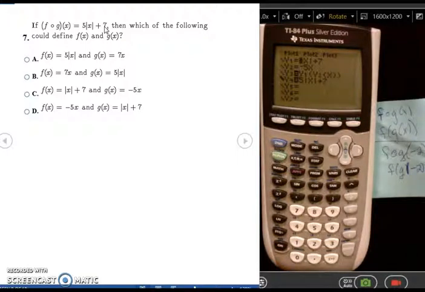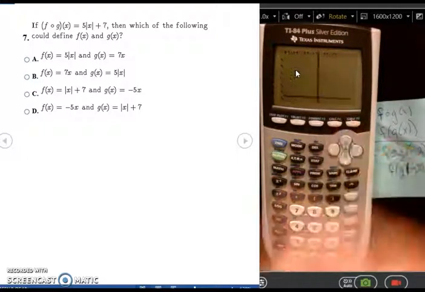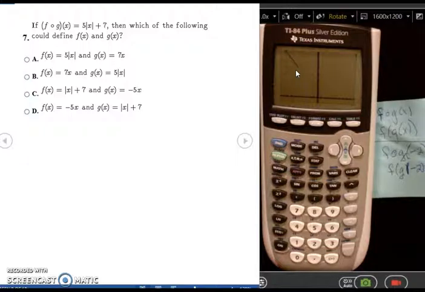So I know that that's not going to be my answer. Now for the sake of time, I'm going to try choice C. I've already typed f of x into y1 and unhighlighted the equal sign, and typed g of x into y2 and unhighlighted the equal sign. So I'm going to graph that. And here comes my skinny line. And then here comes my thick line right on top of it. So that means choice C is going to be my final answer.